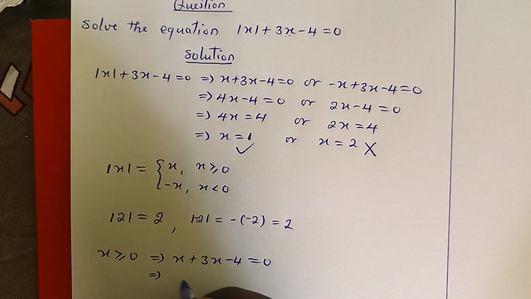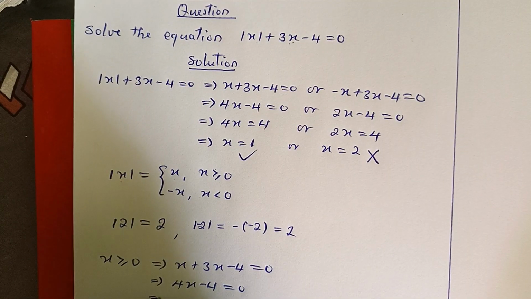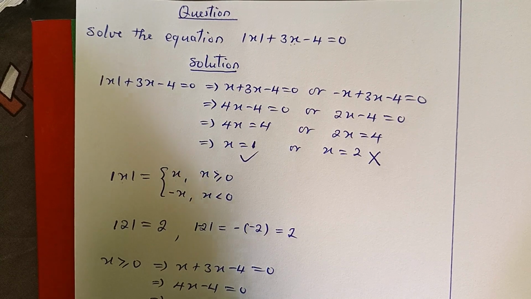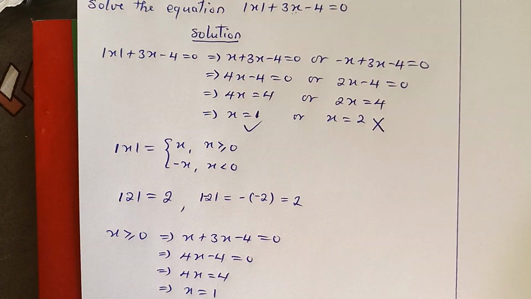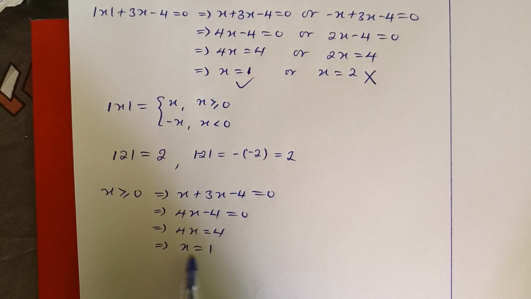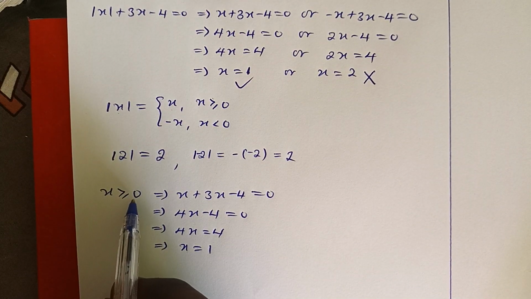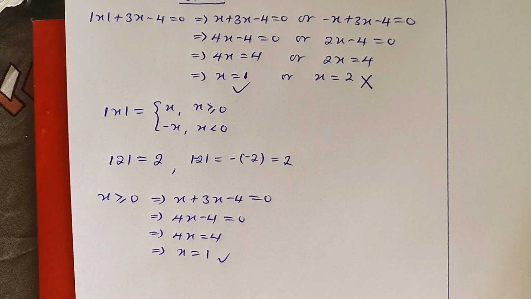And this implies that 4x minus 4 is 0, meaning that 4x is 4 by adding 4 on both sides. And if you divide both sides by 4, we're going to have x equal to 1. Now, is this actually a solution to this equation? Yes, it is a solution because x equal to 1 is greater than 0. So we validate this as a solution to that equation.